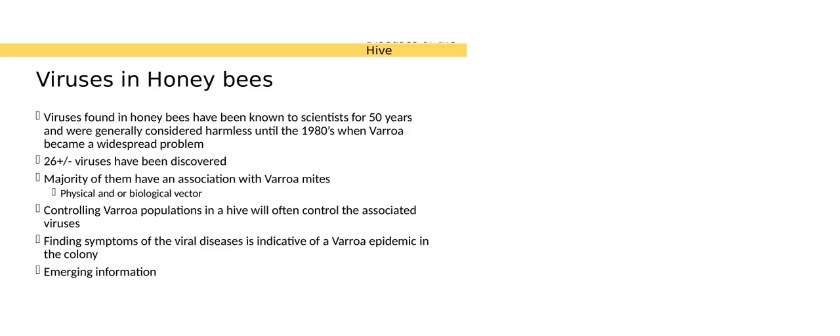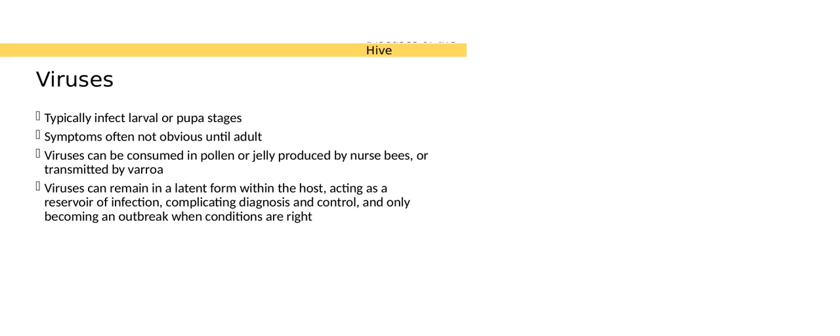There's still a lot of emerging information coming out. Viruses are still something we really don't understand totally. They typically infect the larval or pupal stages, but the symptoms won't be obvious until they're an adult. Viruses can be consumed in pollen or jelly produced by the nurse bees, or transmitted by varroa. Viruses can remain in a latent form within the host, acting as a reservoir of infection, complicating diagnosis and control, and only becoming an outbreak when conditions are right.